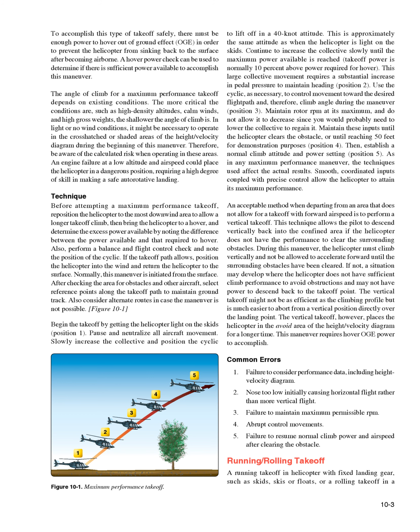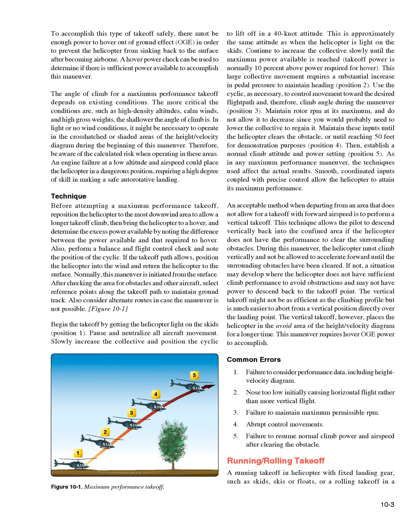As in any maximum performance maneuver, the techniques used affect the actual results. Smooth, coordinated inputs coupled with precise control allow the helicopter to attain its maximum performance. An acceptable method when departing from an area that does not allow for a takeoff with forward airspeed is to perform a vertical takeoff. This technique allows the pilot to descend vertically back into the confined area if the helicopter does not have the performance to clear the surrounding obstacles.